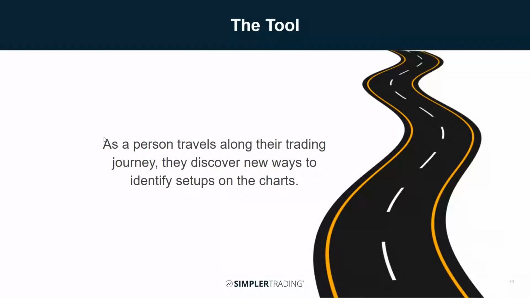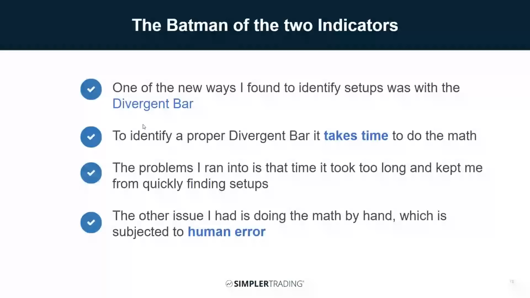As a person travels along their trading journey, they of course discover new ways to identify chart setups. I've certainly added plenty of indicators in my journey. I've been doing this for a little over 10 years now, and I've continued to add things to my charts to help me out on finding the best entries, exits, all of that fun stuff to successfully grow my account. And so the Batman of the two indicators to me is the divergent bar.